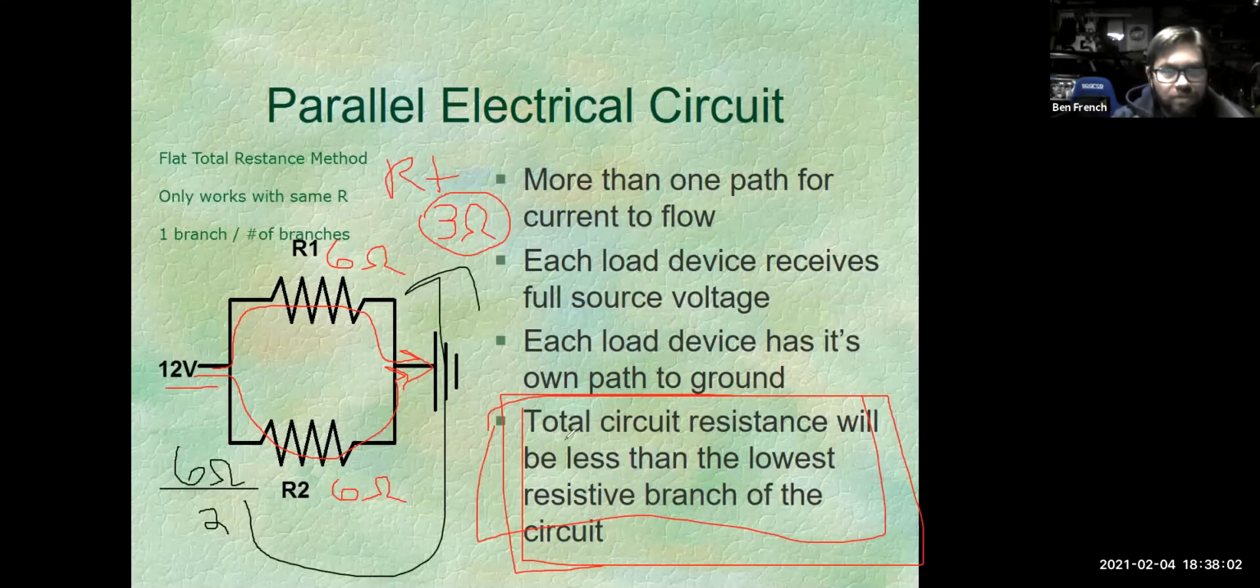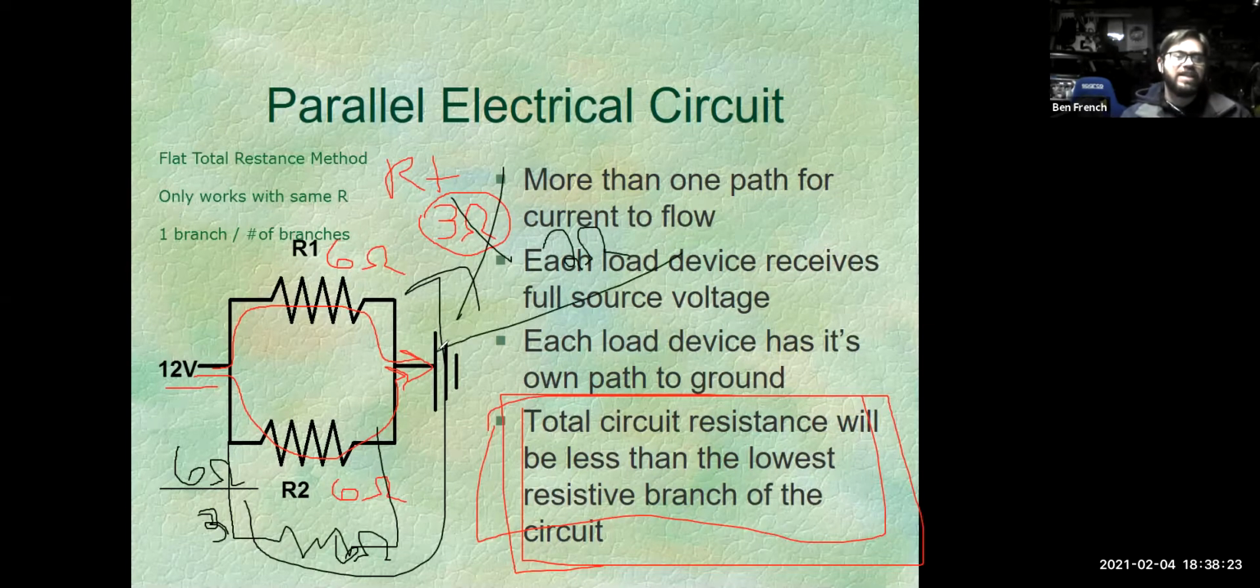Now this could work for multiple branches. Let's say I had 3 branches of 6 ohms. So I'm going to add another branch here. Ugly looking resistor, but he's also 6 ohms. Well, now I have 6 ohms divided by 3 branches. Now my total resistance would only be 2 ohms. Okay, so that's how that works. When they're the same, it's really easy to figure them out. That's your kind of fast track total resistance figuring stuff out method.